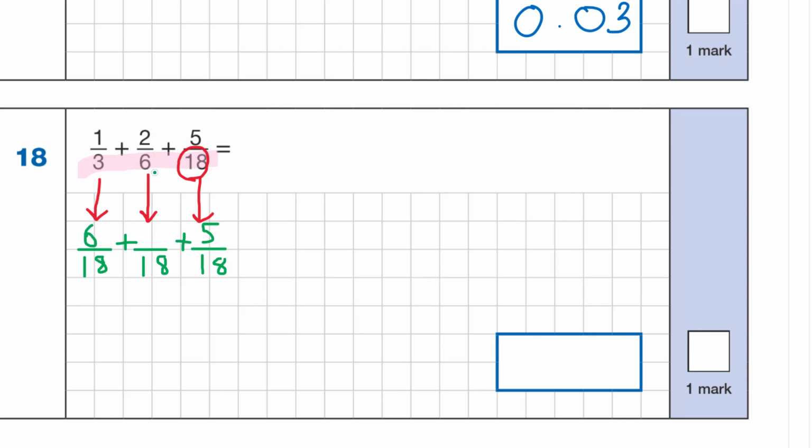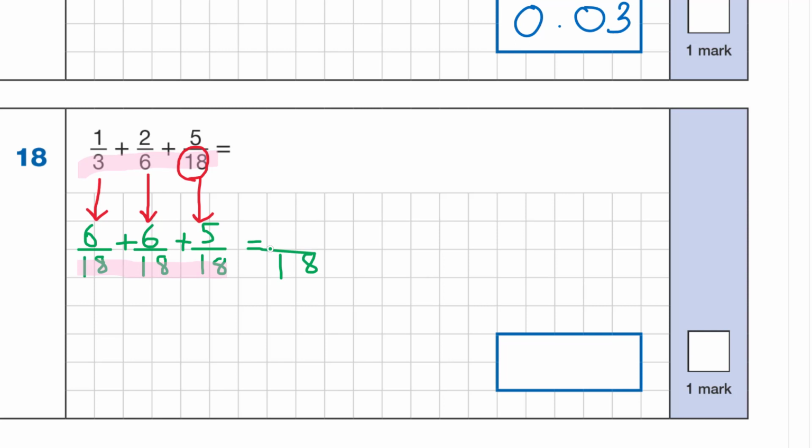Let's look at 2/6. 6 multiplies by 3 to make 18. Whatever I do to the bottom, I do to the top. So if 6 times 3 is 18, 2 times 3 is 6. So we can actually see that 1/3 and 2/6 are the same fraction, because 1/3 times top and bottom by 2 is 2/6. These are equivalent fractions. So we've now got a new number sentence, but because my denominators are the same, I can add them. I know that my answer is also going to have a denominator of 18, so I could even write that bit in now.